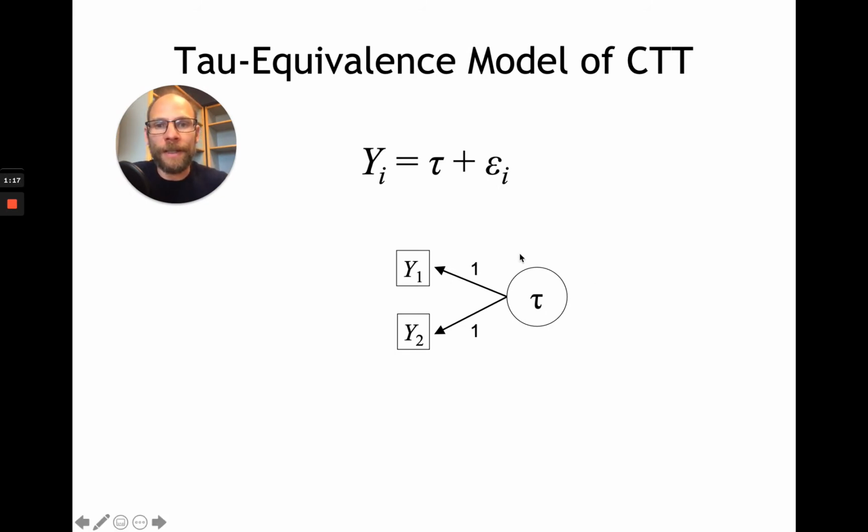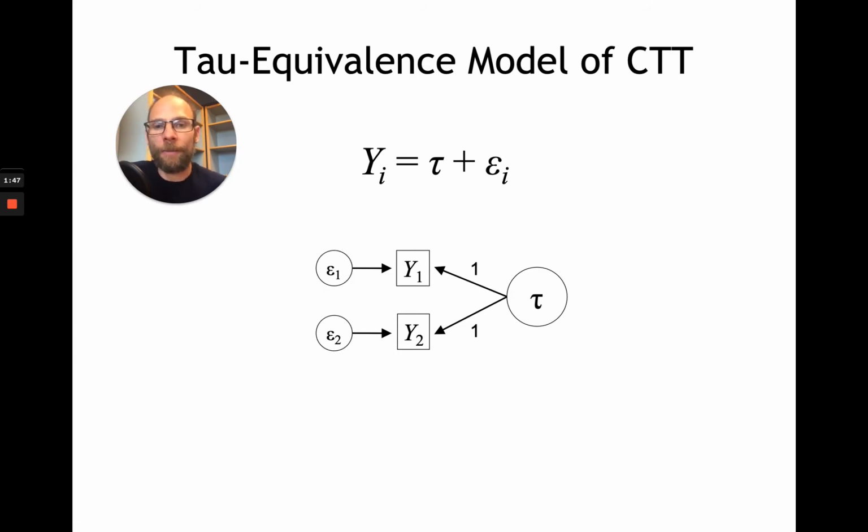Because you can see that in the measurement equation up here, there's no factor loading parameter before the tau, and so this means that implicitly there is a coefficient of 1.0. So when we specify this model, for example, in Mplus, we have to remember that the factor loadings have to be fixed to 1. So the tau equivalence model implies that both these tests or any tau equivalent tests measure the same common factor with the same loading.